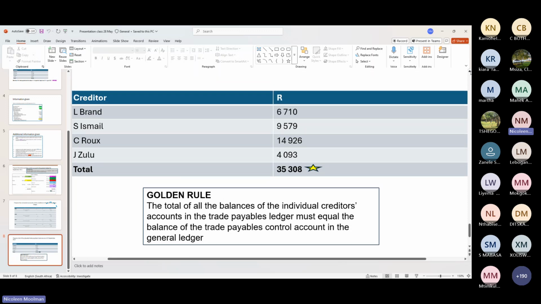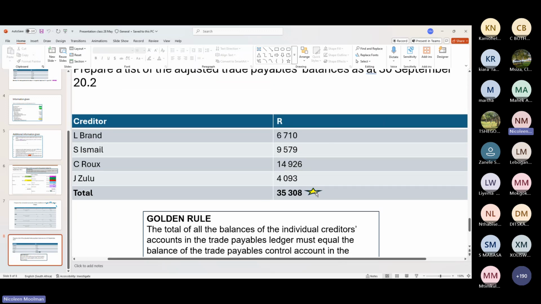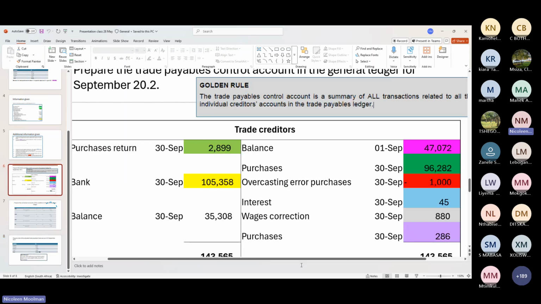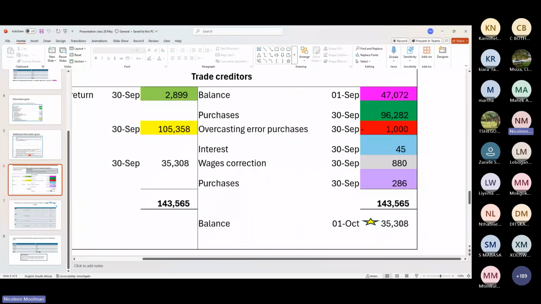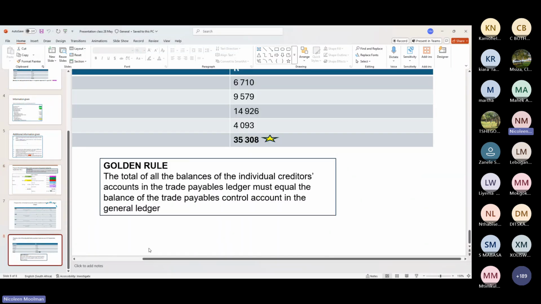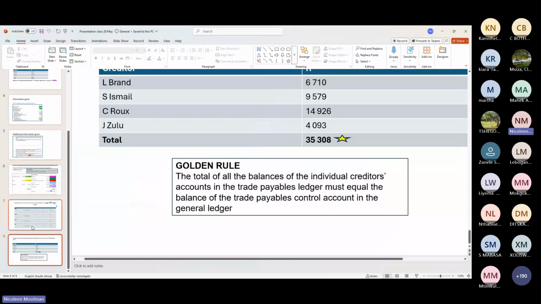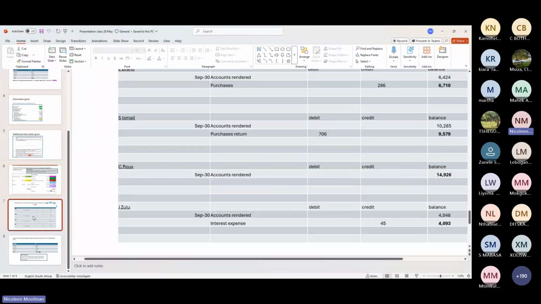I've just included a star here so that you can see this number agrees back to what you see here on the general ledger, 35308. And that was the three required questions for exercise 13.3.